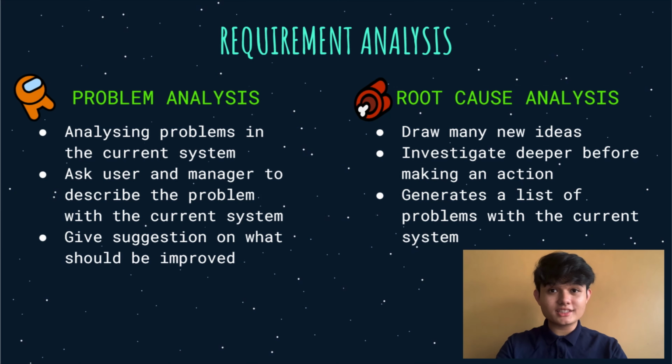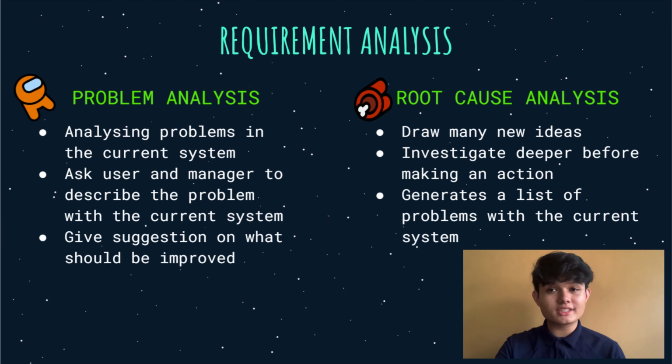And for the requirement analysis phase, we have made 5 requirement analyses, which are problem analysis, root cause analysis, duration analysis, outcome analysis, and also technology analysis. For the problem analysis, the step that we use is asking the users and the restaurant manager to identify the problem with the current system and also ask them to describe or give an opinion or suggestion on what we should improve in the new inventory management system.